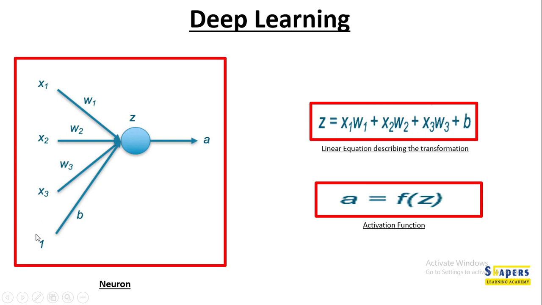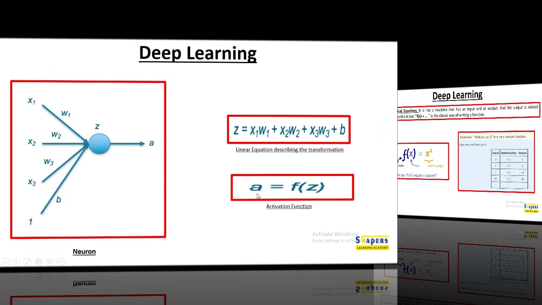The inputs are x1, x2, x3 to the neuron, and the output is A, the result of the activation function applied to Z. Now let's devise the equation. Z equals x1 times w1, input x2 multiplied by the weight w2, input x3 multiplied by the weight w3, plus bias, and this Z is then applied to the activation function A.